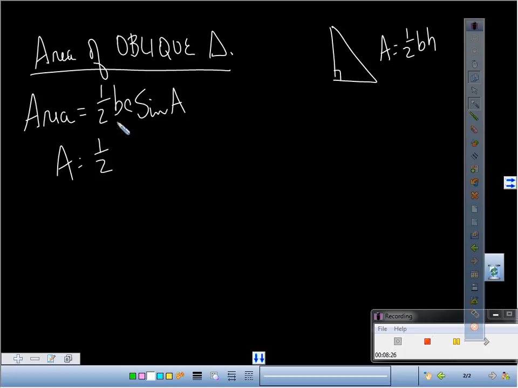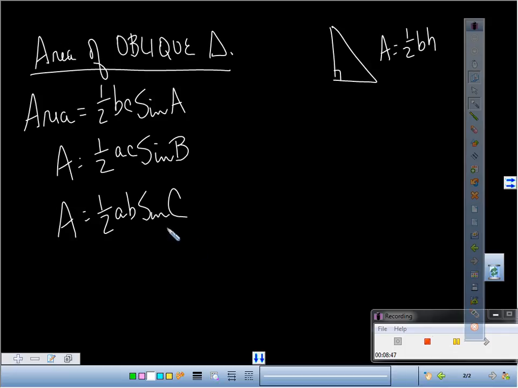What if I chose AC as my side? What's my angle? What are you noticing about the angle? Yeah, it always has all 3 letters, ABC, ABC. So this one, what's this formula going to be? 1/2 AB times the sine of C. Those are in your formula card, right? Everybody got them? All right.